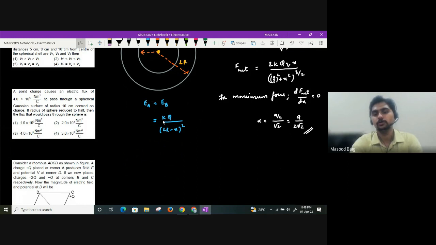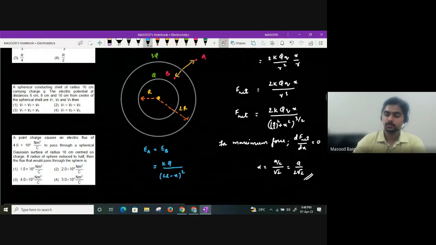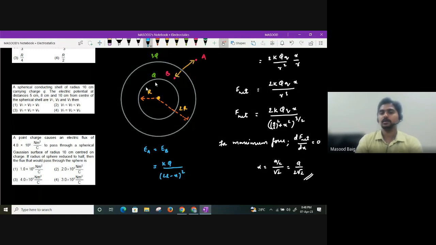Right. And due to the outer shell, will there be any field? See, very simple logic. Point B is lying outside the inner shell. So when a point is outside the shell, you can concentrate the whole charge at its center, guys. The distance between the center and the given point is 2r minus x. So I'll get the field at point B as kq divided by (2r minus x) whole square.